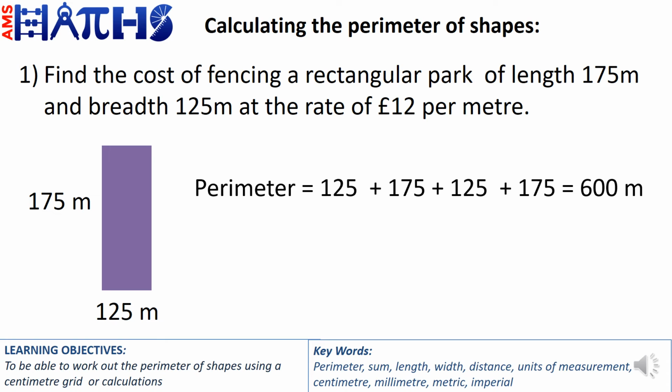Now it says that the rate of doing this fencing will be £12 per meter, which means £12 for 1 meter. We have 600 meters. So to find the cost, all we need to do is multiply the 600 meters by £12 and we would get a cost of £7,200.